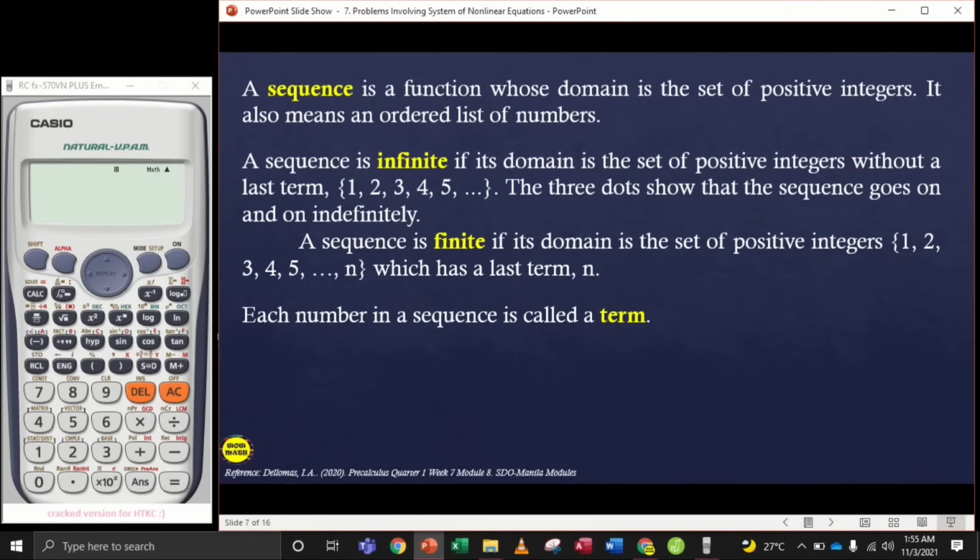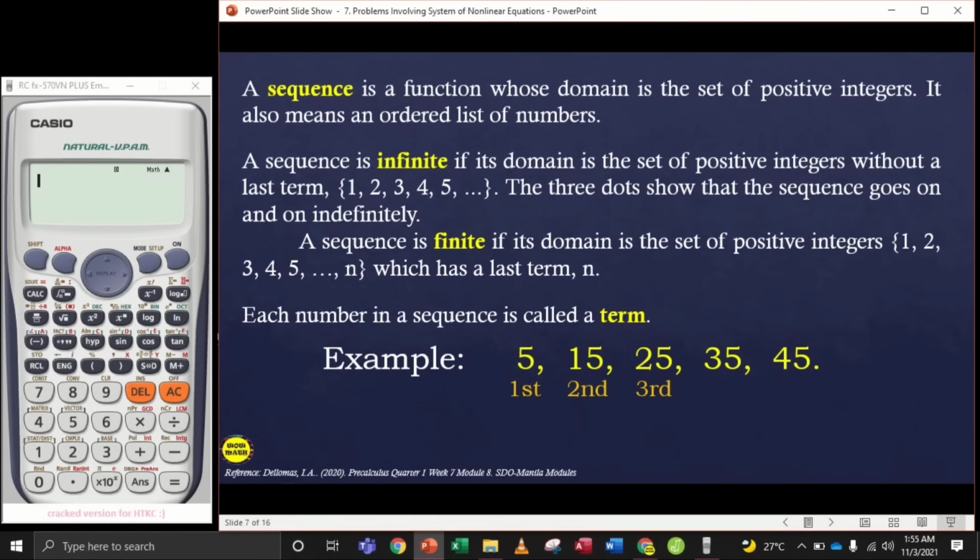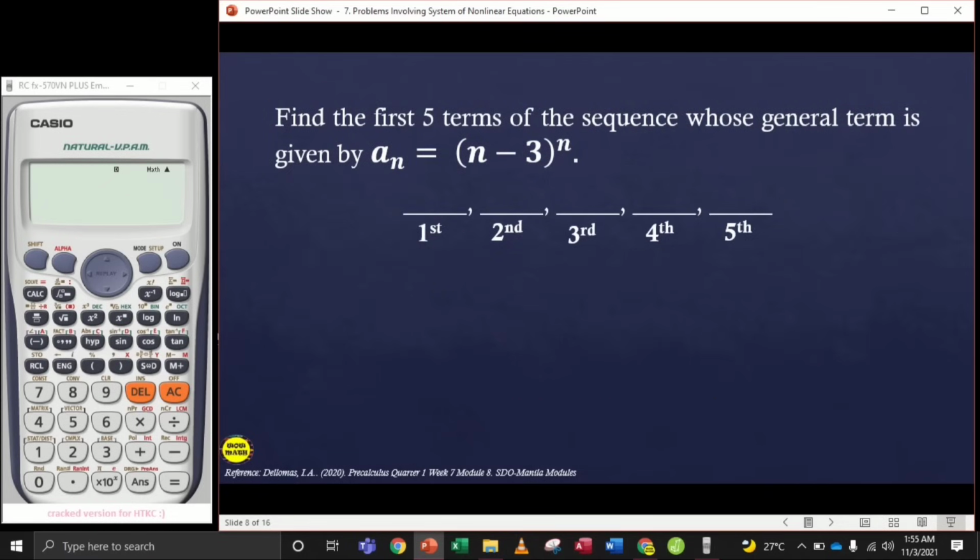So each number in a sequence is called a term. So ang tawag natin, for example, meron tayong given na sequence na 5, 15, 25, 35, and 45. So ang mga tawag natin dyan is terms. So yung 5 is our first term, yung 15, second term, yung 25, yung third term natin, yung 35, fourth term, and yung 45, the fifth term.